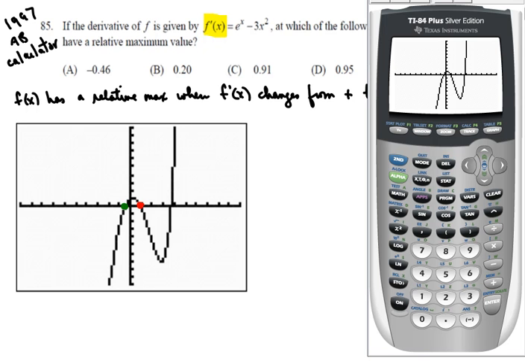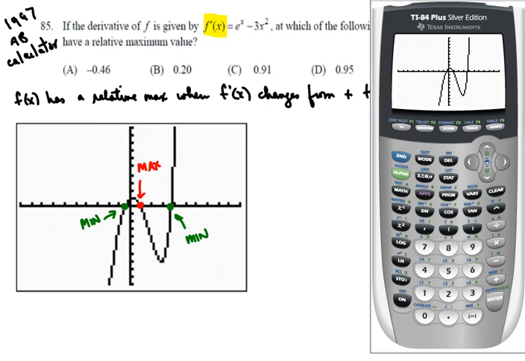At the first green dot on the left, the derivative changes from negative to positive, so that would show up as a minimum on the original function. And then we have another green dot, which is also a change from negative to positive, so that would also show up as a minimum on the original function. And so only the red dot would be a maximum there, a relative maximum. And so we need to find out what that x value is.